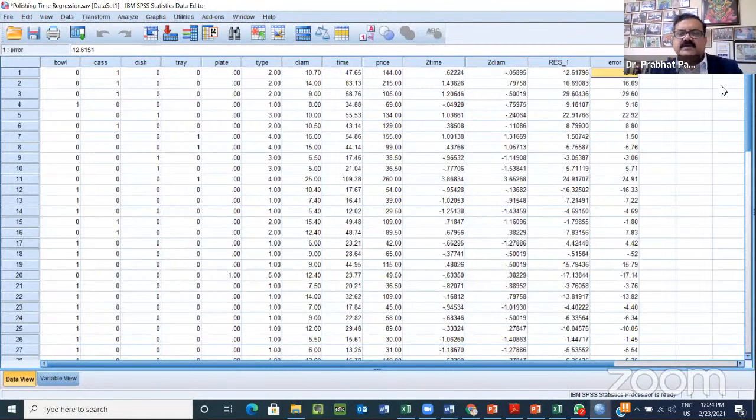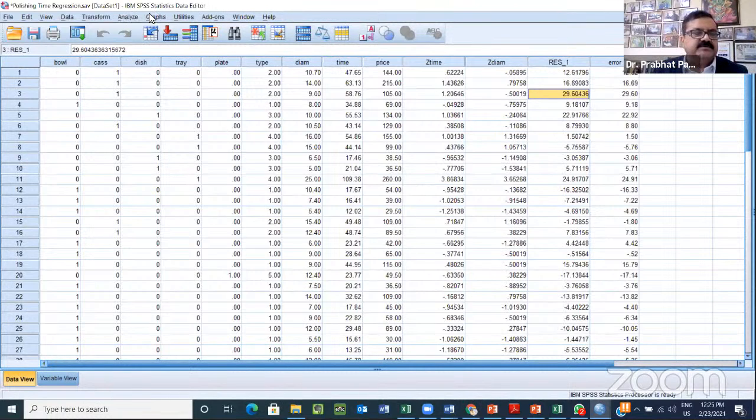So this is a new calculation, 12.62, 16.69, 29.6. This is how the error has been calculated. So are we there? Yes. Did you get the idea?